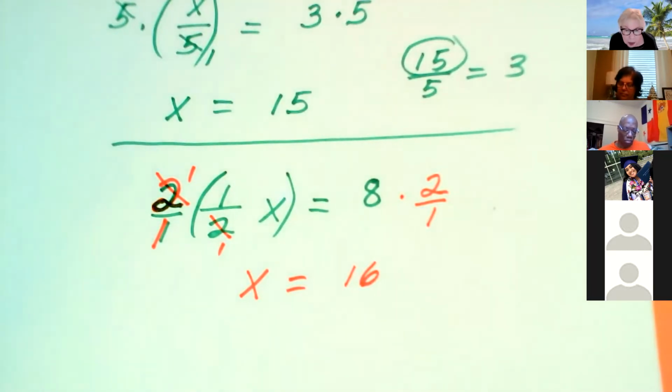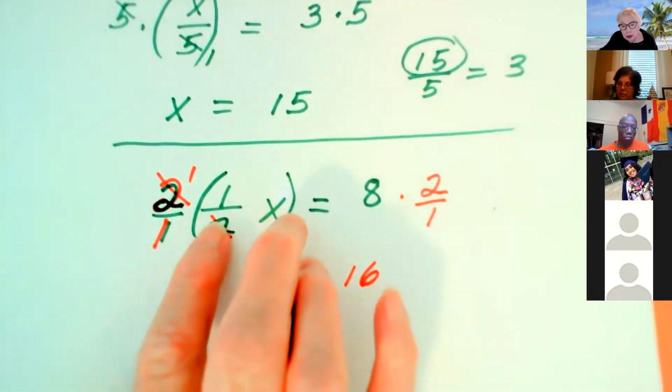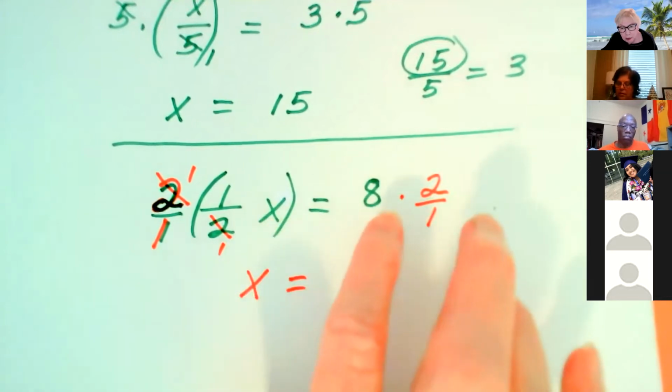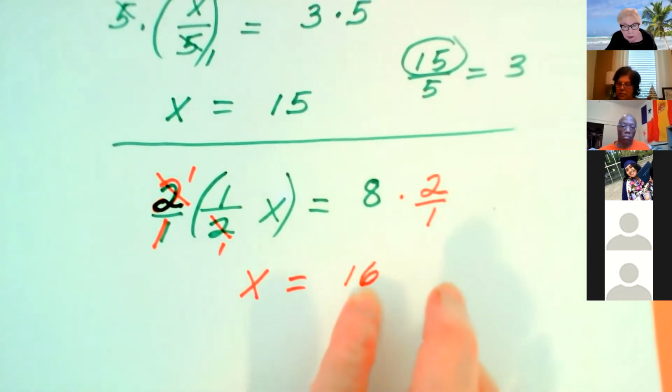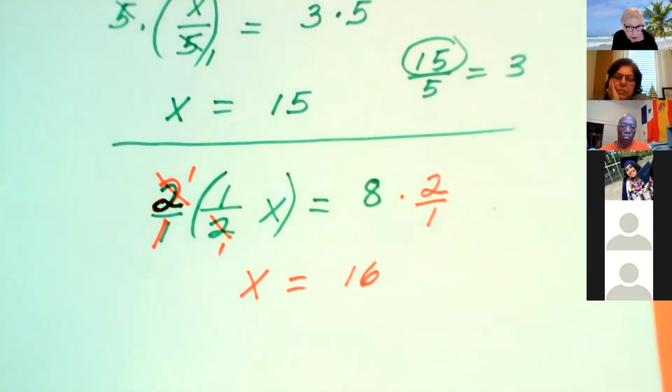Although this was guessable as well. A half of my answer is 8. That was the original problem. A half of my mystery number was 8. That made my mystery number 16. Right? But they're not all that great.